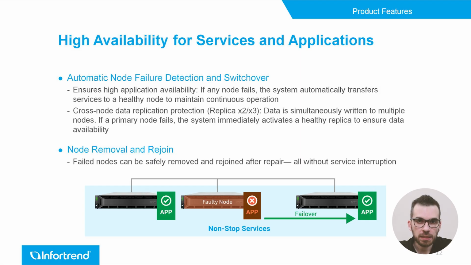IEC ensures continuous availability through automated failover and data replication. If a node fails, services and data automatically shift to healthy nodes with no disruption. Even node removal and recovery can happen without downtime, keeping your applications running smoothly.